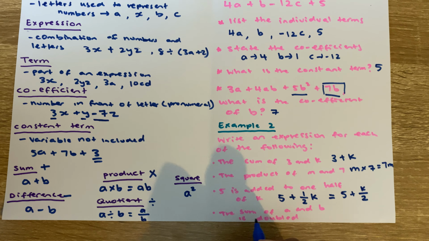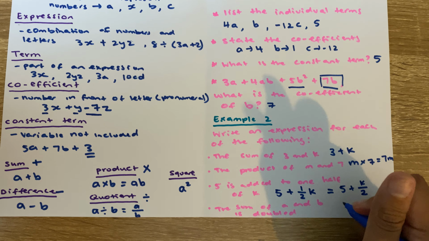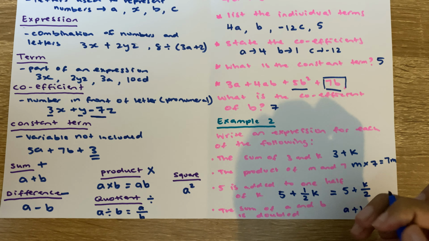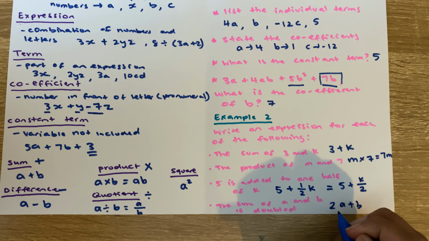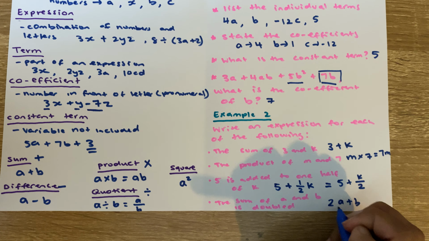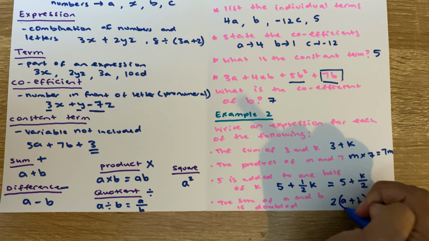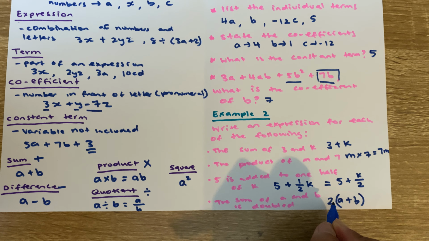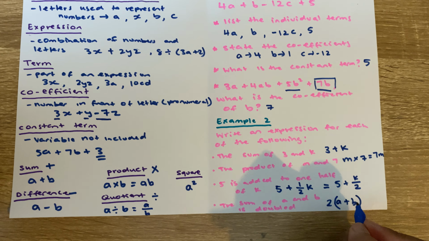All right, the next one, the sum of a and b is doubled. So the sum of a and b, the sum is plus, a and b is doubled. If I put a 2 in front of here, because doubling is 2, that 2 is just affecting the a, but we want it to affect the whole thing. So if we want it to affect the whole thing, we put this in brackets, okay? So 2 times, remember there's an invisible times here, the sum of a and b.